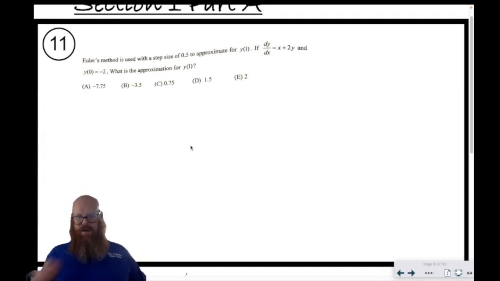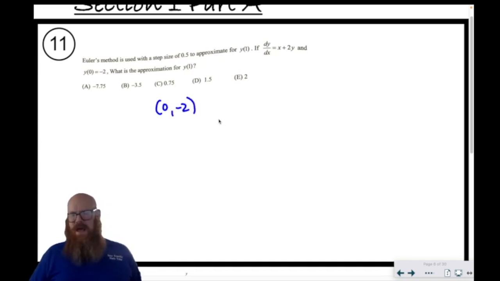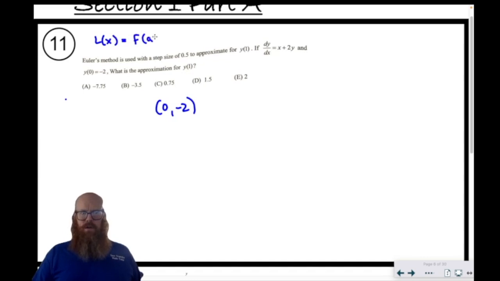All right, number 11, Euler's method. So to approximate y of 1 when y of 0. So this is how I like to do it. I go, the point is at 0, -2. And if we think about the linearization, I just relate it to this. This is the formula, which is just the point slope formula with the y1 moved to the other side.